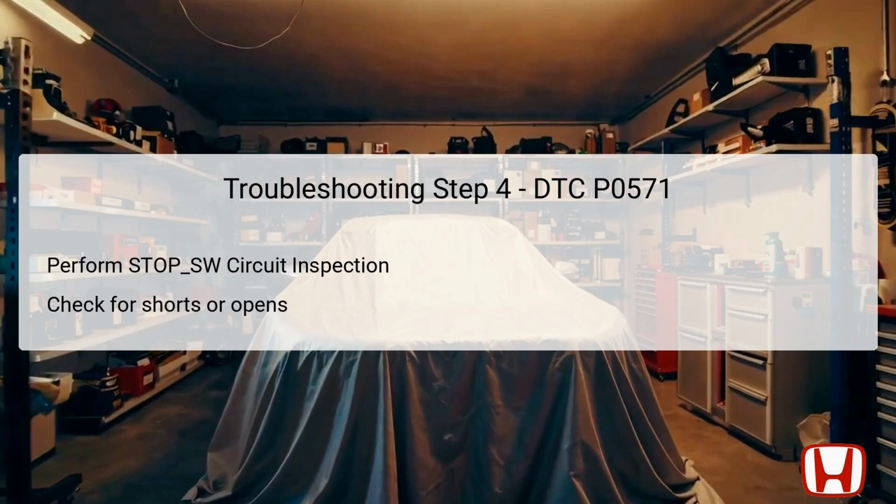Inspect the stop SW circuit to determine its condition, ensuring to check for continuity and openness in the wires. Normal readings should indicate less than 1 ohm resistance. If the readings indicate an open circuit or a short to power, this would confirm issues within the wiring that need to be resolved for proper functionality.